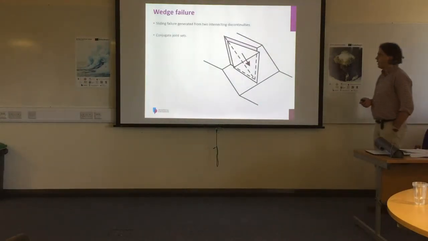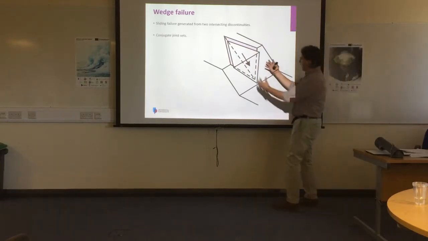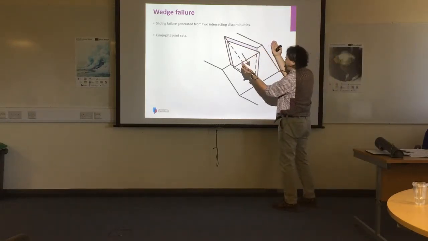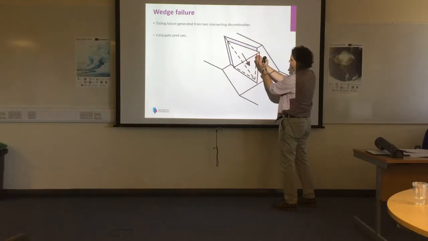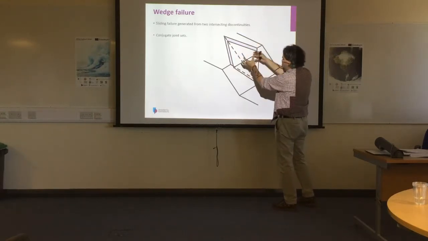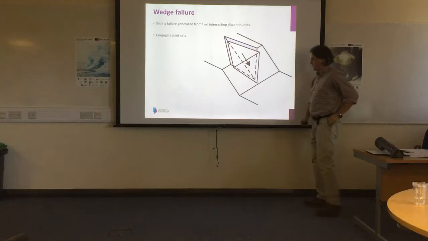Wedge failures are unique in the sense that you get a block formed from two intersecting joints or discontinuities, and this little rhombohedron then just slides off and slides out.